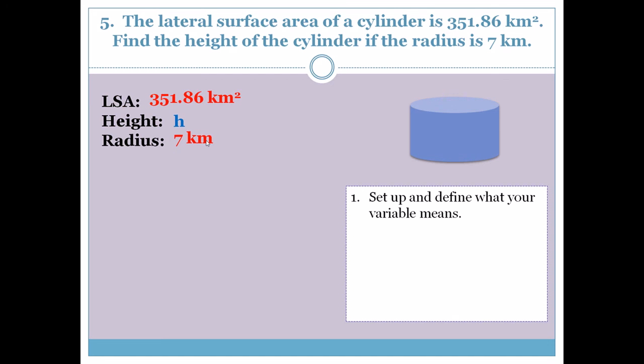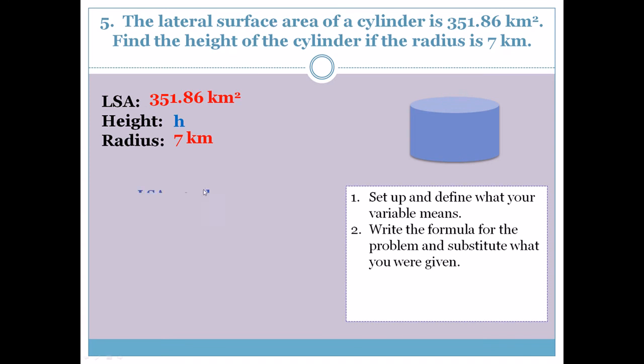So now, do you know what the formula is for finding lateral surface area of a cylinder? If not, you have your formula sheet, so let's write down the formula. The formula is 2 pi rh. Basically, it's circumference times height. That's what 2 pi r is, circumference, then times height.